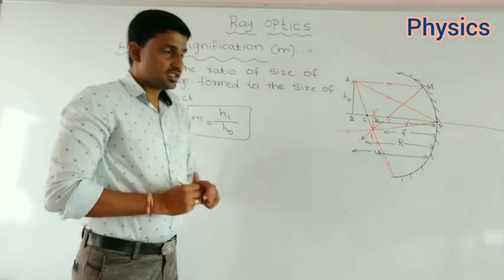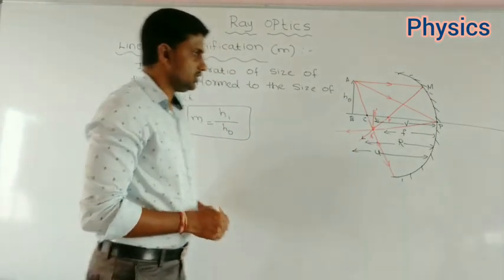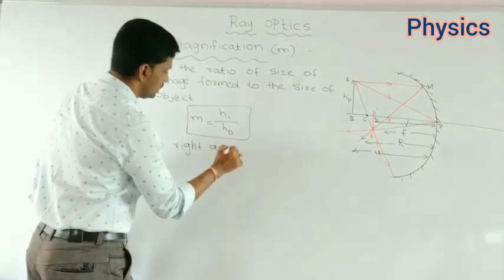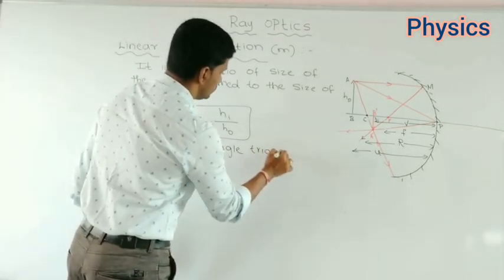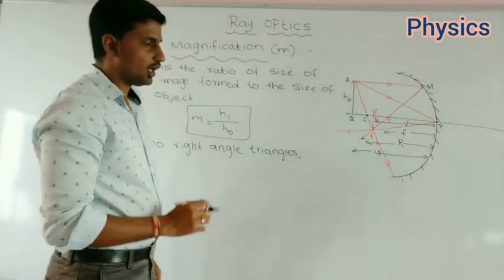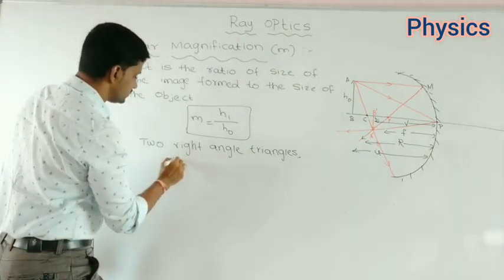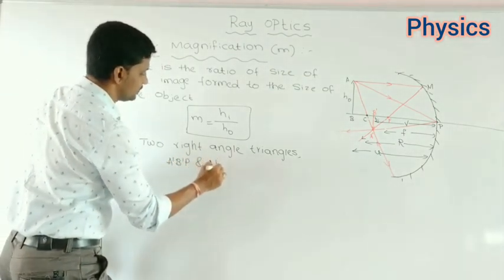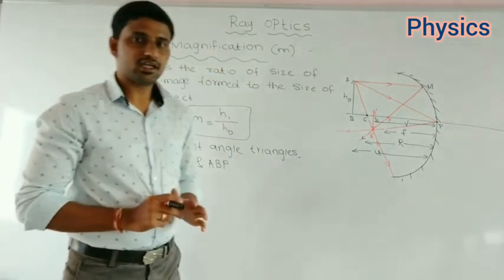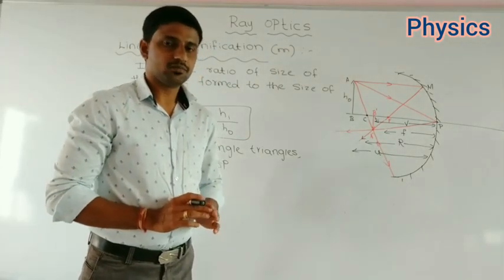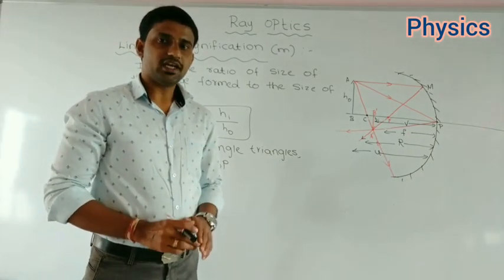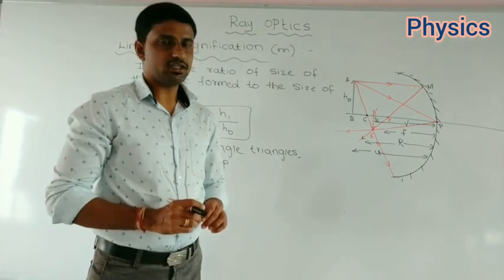Okay. So from this diagram, I am taking two right angle triangles. That are A dash B dash P and ABP. They both are right angle triangles, and they are similar also. We know that if the right angle triangles are similar, then I can write the ratio of the base of one triangle to the other triangle is equal to the ratio of the side of one triangle to the other triangle.